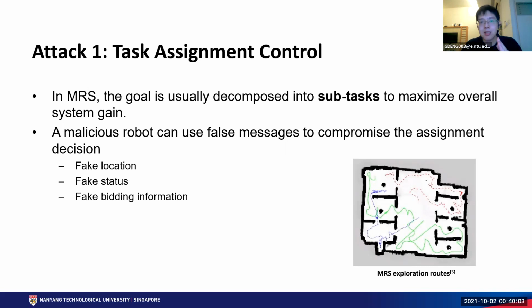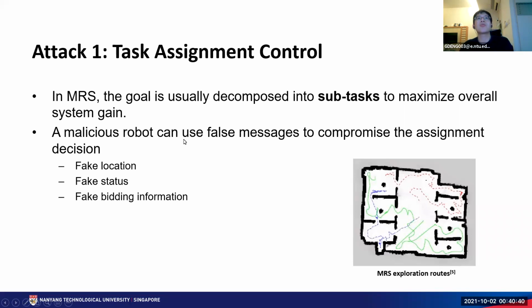So number 1 is the task assignment control attack. In a multi-robot system, the final goal is usually decomposed into many small subtasks so that the overall system gain is maximized. For instance, here we have a multi-robot system exploration task where 3 robots are given the task to explore this region. You can see the routes of the 3 robots, and they have very little overlap because in this case, the overall system performance is optimized.